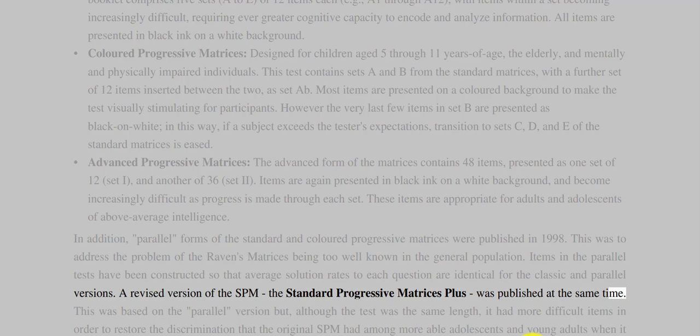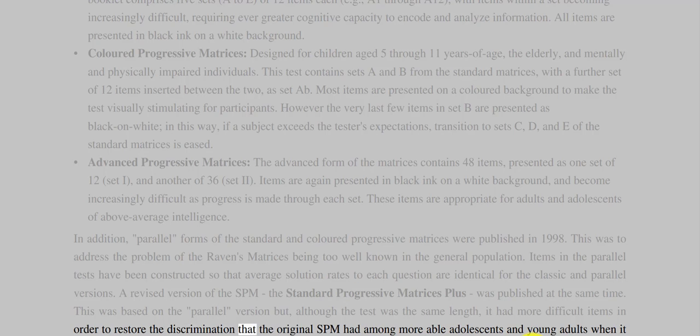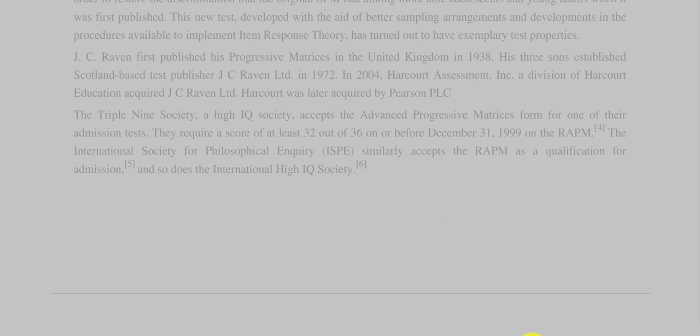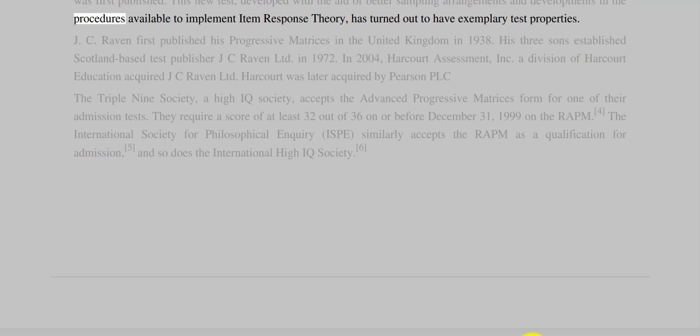This was based on the parallel version, but, although the test was the same length, it had more difficult items in order to restore the discrimination that the original SPM had among more able adolescents and young adults when it was first published. This new test, developed with the aid of better sampling arrangements and developments in the procedures available to implement item response theory, has turned out to have exemplary test properties.